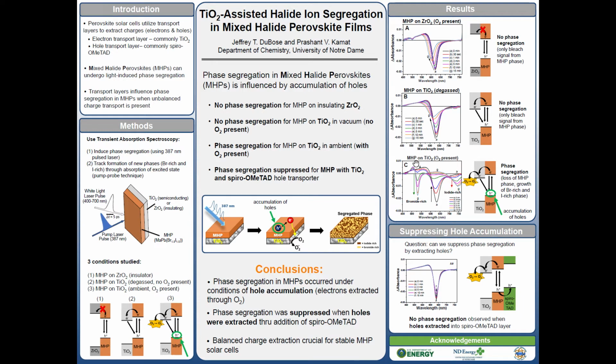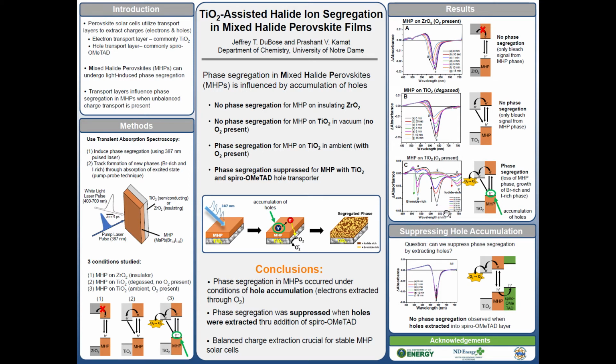Now when we have the mixed halide perovskite on TiO2 under conditions with oxygen present, we see something very radically different. We see the loss of our mixed phase over time, and the concomitant growth of a bromide-rich phase and an iodide-rich phase. So this is the only situation where we actually see the phase segregation occurring.